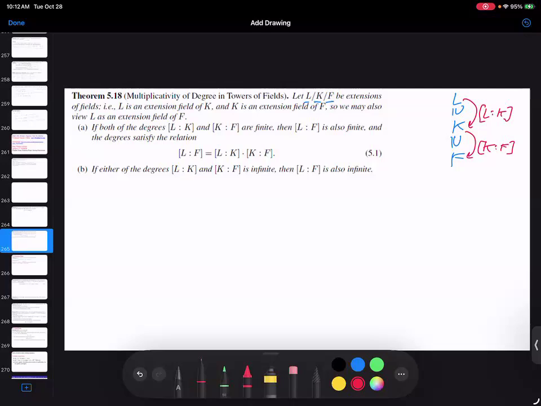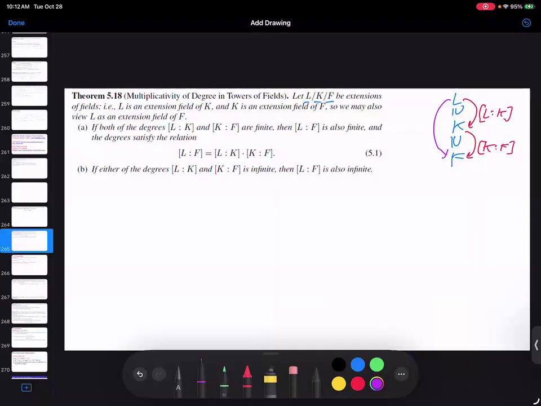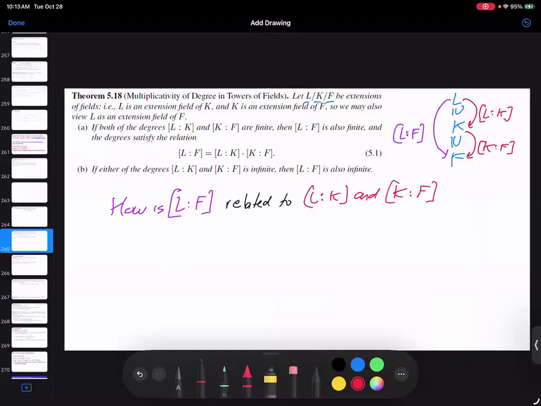But we could also ask, what is the dimension of L over F? And then how is L over F related to the degree of L over K and the degree of K over F? And the result is what I think you should expect. What you think is true turns out to be true. It's just multiplicative. So the answer equals the product.